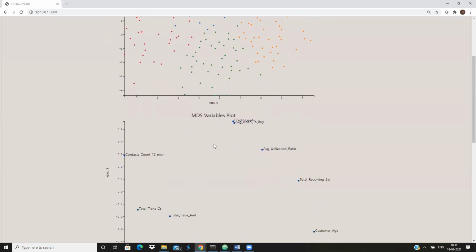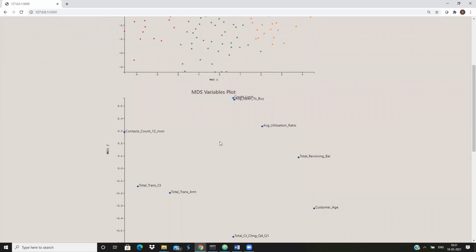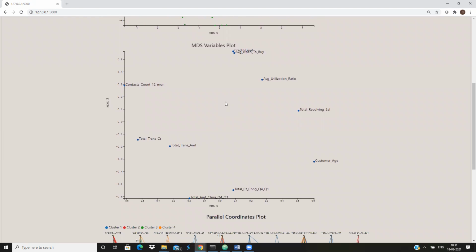Then we also have the MDS variables plot. For this, I use the 1 minus absolute value of correlation distance and visualize the same using this scatter plot. Again, you can see that the dissimilar variables are far apart. For example, the transaction amount and the average open to buy are pretty far apart, right? That is because average open to buy is the credit balance left. And naturally, if the transaction amount is high, it means that the credit balance would decrease.